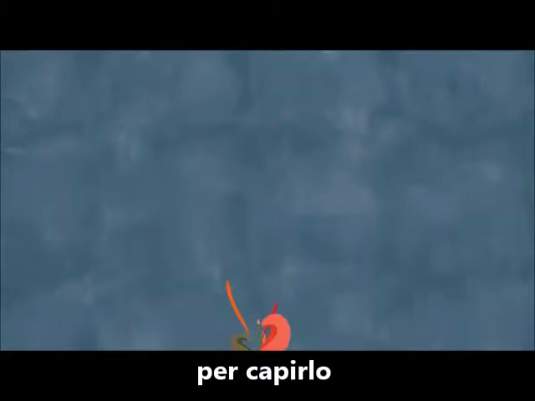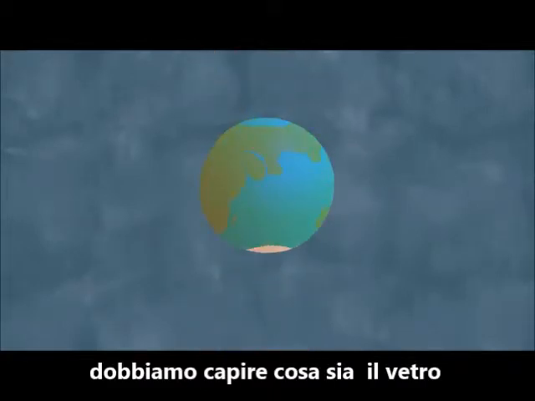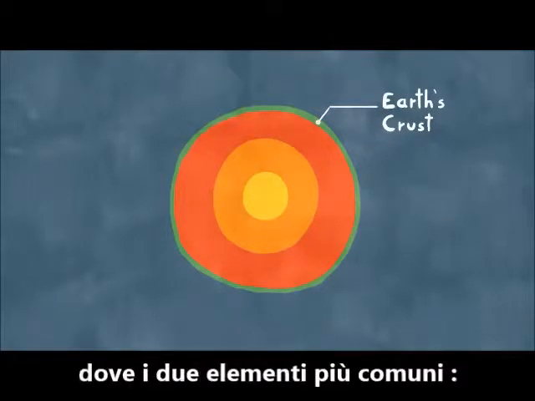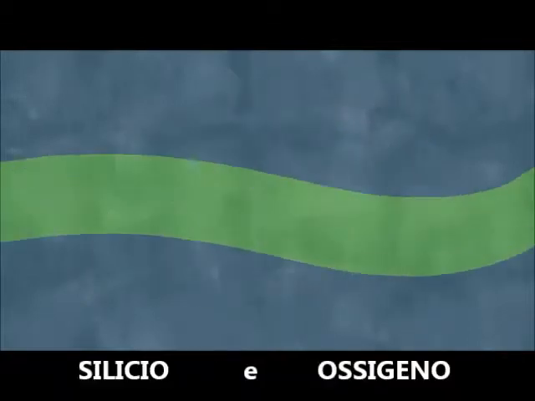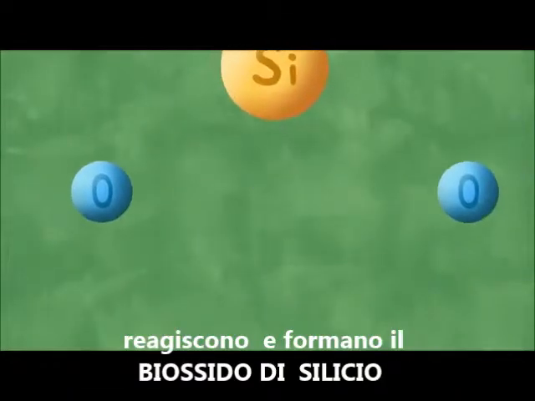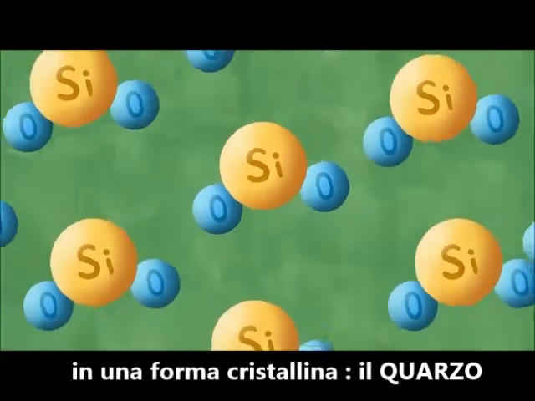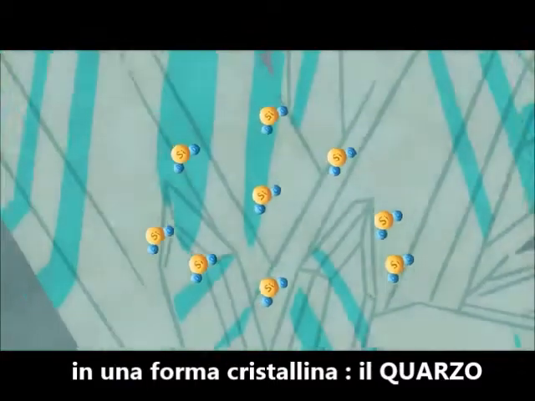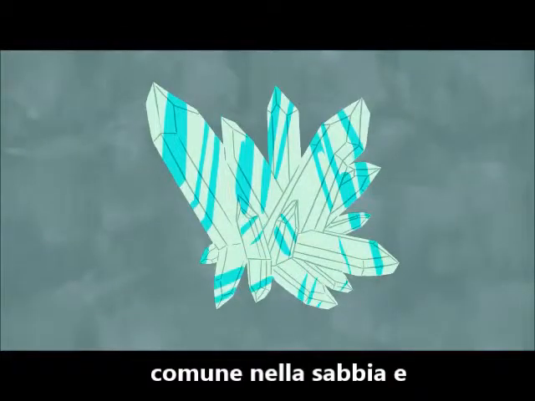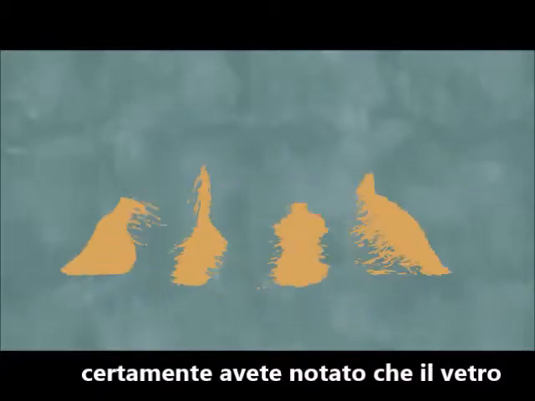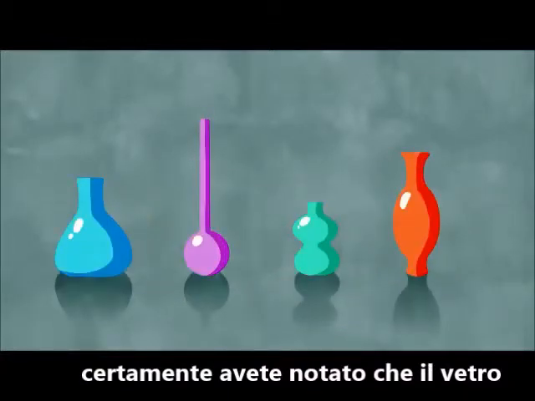To understand that, we have to understand what glass actually is and where it comes from. It all begins in the Earth's crust, where the two most common elements are silicon and oxygen. These react together to form silicon dioxide, whose molecules arrange themselves into a regular crystalline form known as quartz. Quartz is commonly found in sand, where it often makes up most of the grains and is the main ingredient in most types of glass.